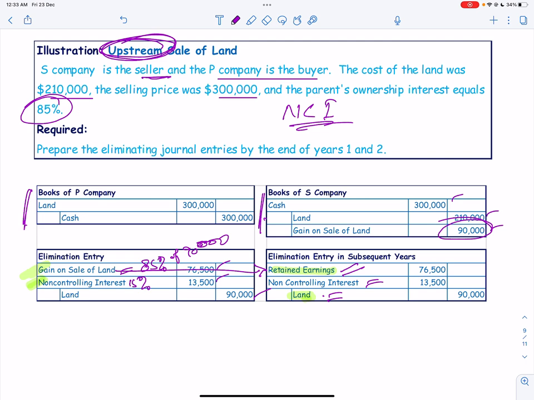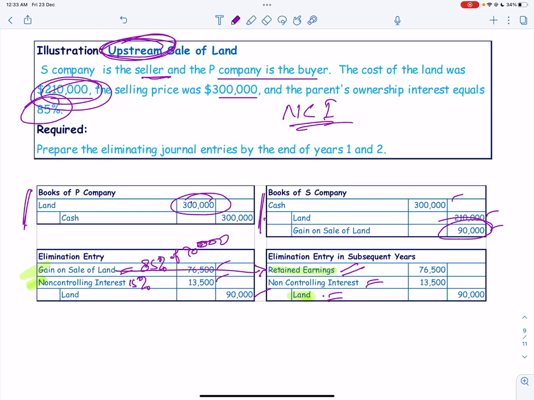It is important to note that the parent company would continue to report the land for 300,000, as the parent company bought it for 300,000, and the consolidated balance sheet would show the land at its original cost of 210,000.